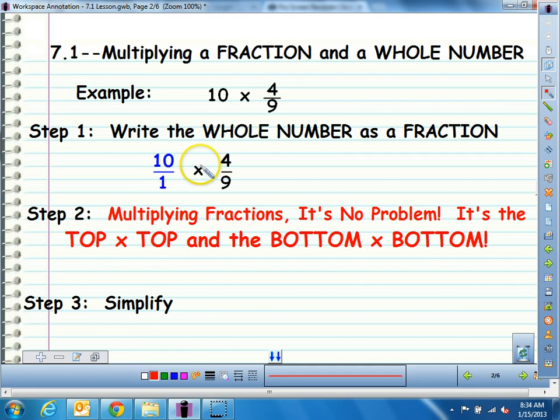We simply multiply straight across the top. So 10 times 4 equals 40. And 1 times 9 equals 9. When I simplify, I go, how many times can 9 fit into 40? Well, 9 times 4 is 36. That's as close as I can get without going over. So 4 becomes my whole number. And 40 minus 36 leaves me with 4 left over that I haven't used. 9 is still my denominator. So 4 and 4 ninths is what I get when I take 10 times 4 ninths.